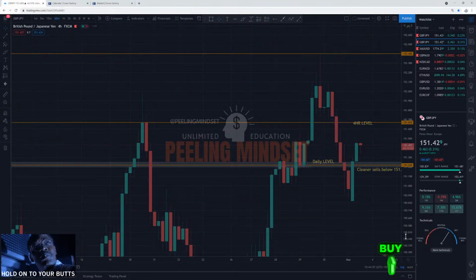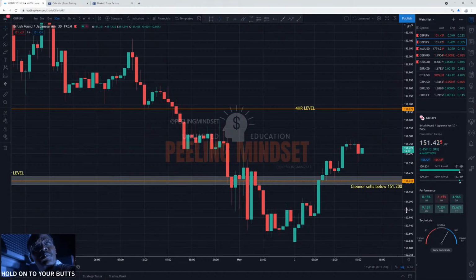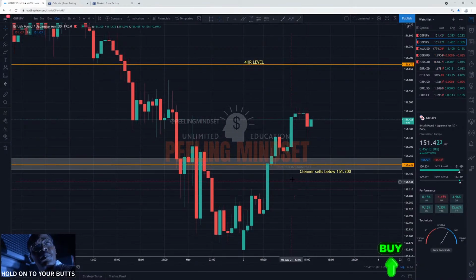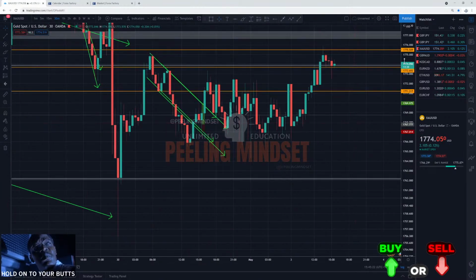So I'm just going to wait for the price to set up a selling structure, because today's structure definitely suggests a bullish structure, right? But I would ideally want to see a selling structure, because my long-term bias for pound yen is going to be sell. So let's look into the gold and see if we can actually see any sort of opportunities in gold.